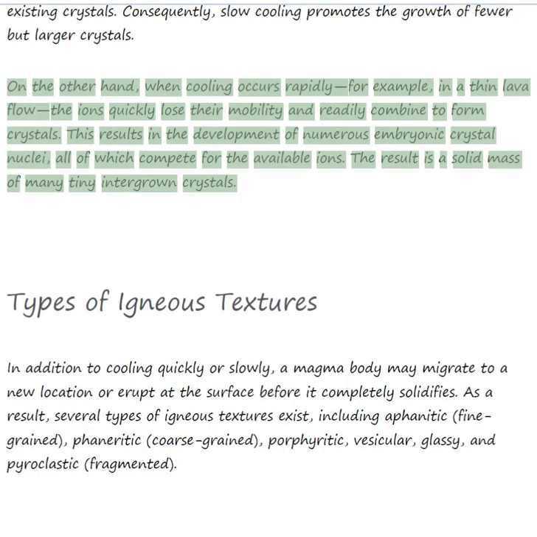On the other hand, when cooling occurs rapidly, for example, in a thin lava flow, the ions quickly lose their mobility and readily combine to form crystals. This results in the development of numerous embryonic crystal nuclei, all of which compete for the available ions. The result is a solid mass of many tiny intergrown crystals.